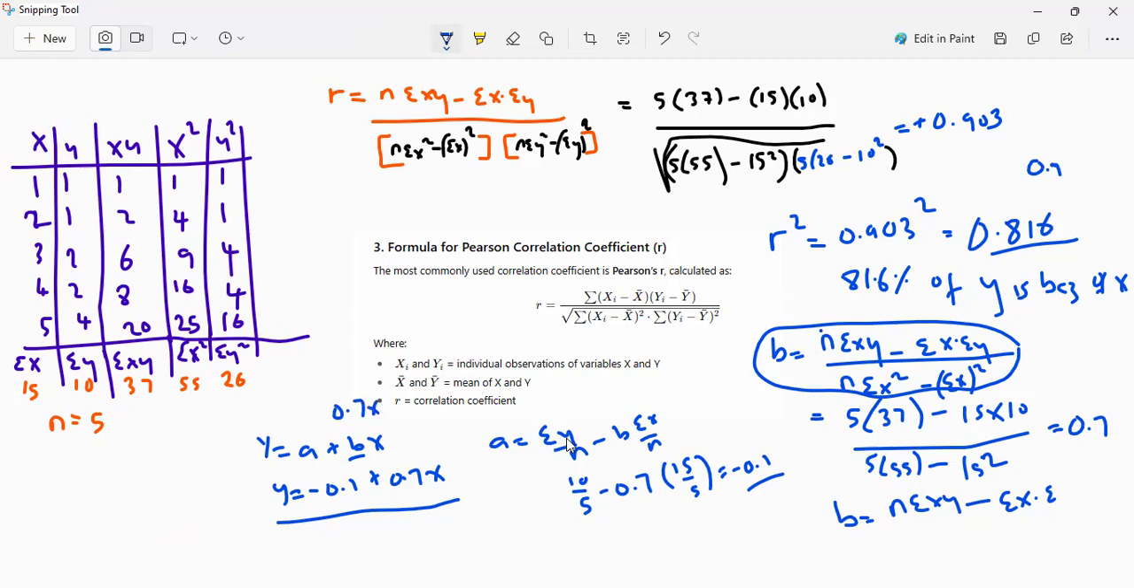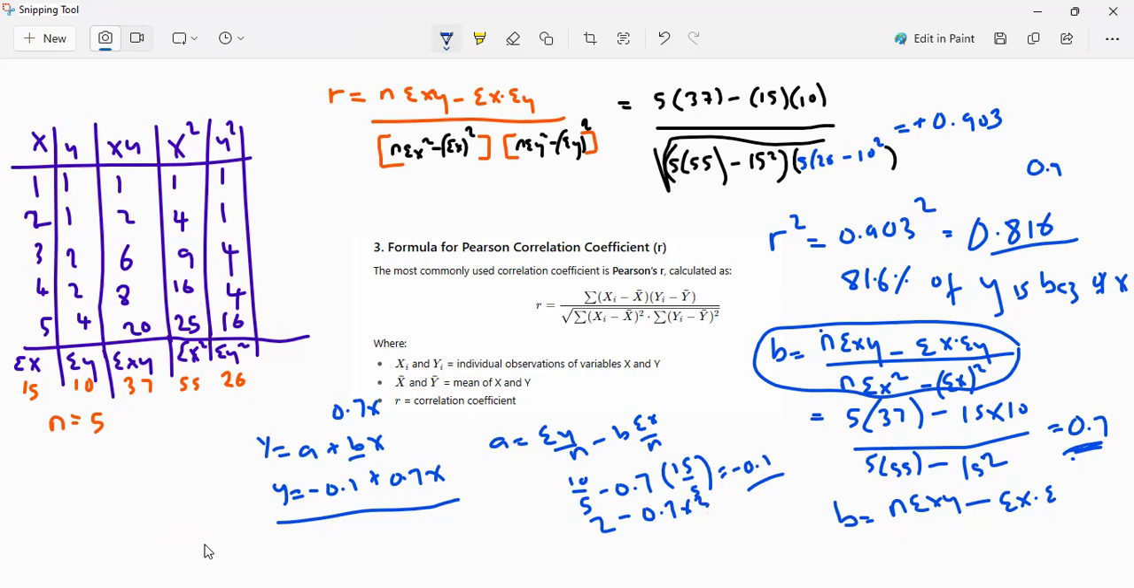Summation of y over n, so 10 over 5, minus the b, which is 0.7, the slope which we just found here. So this slope is important. If you get it wrong, you get it wrong here. Then summation of x, which is 15 over 5. When you compute this, it is 2 minus 0.7 times 3. We get the final answer as negative 0.1. So 0.1 here, you put it there.